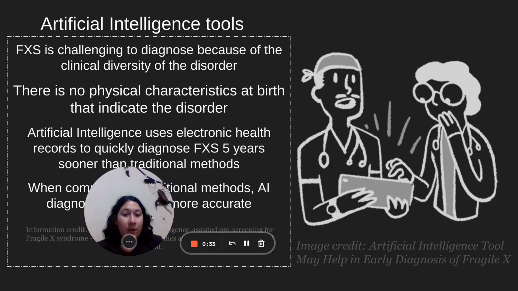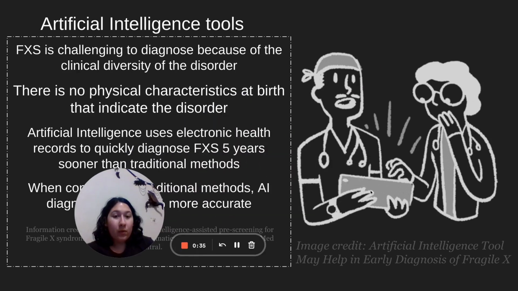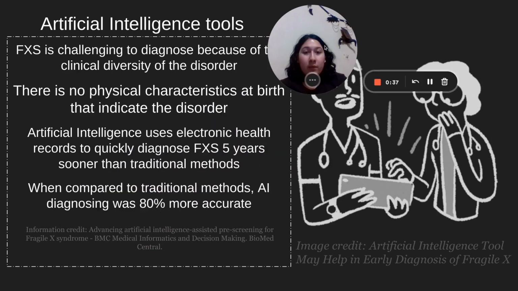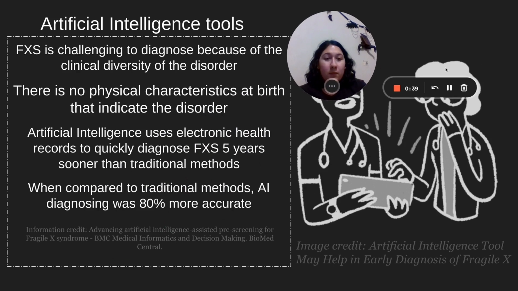So as you see right here is a little picture. Whoa, look at that little iPad. So basically, the AI system was fed lots of records of FXS, and they were able to detect a pattern, and in those cases, it was accurate.